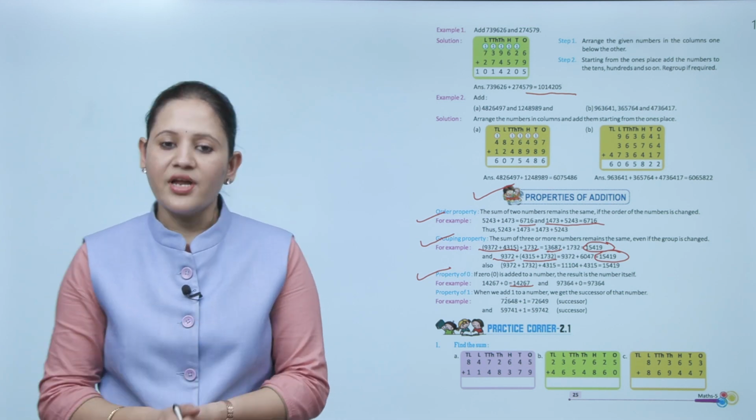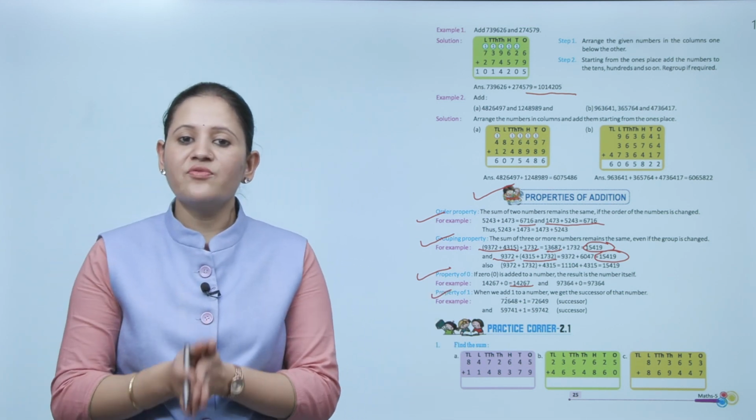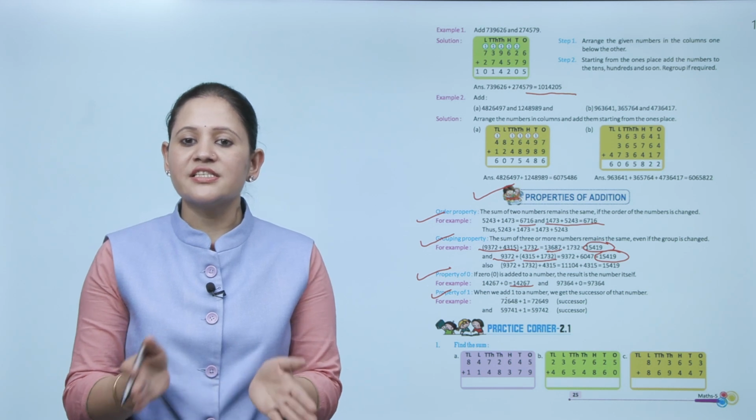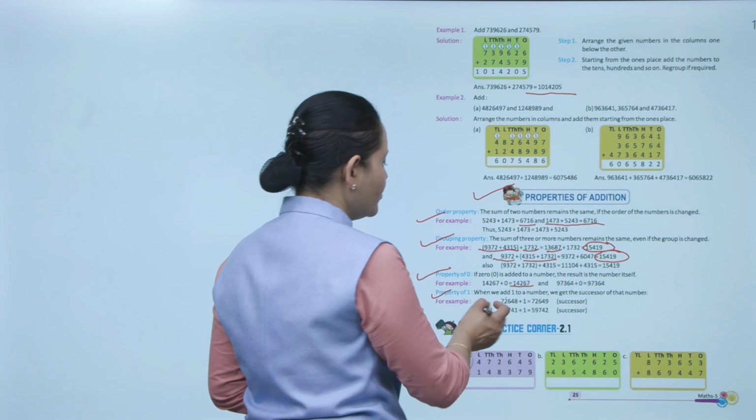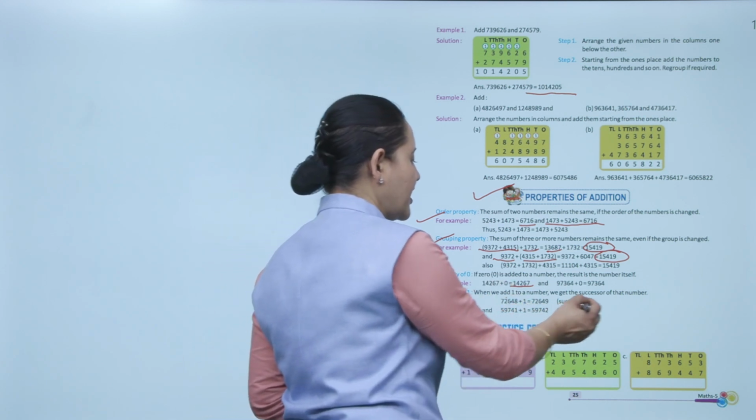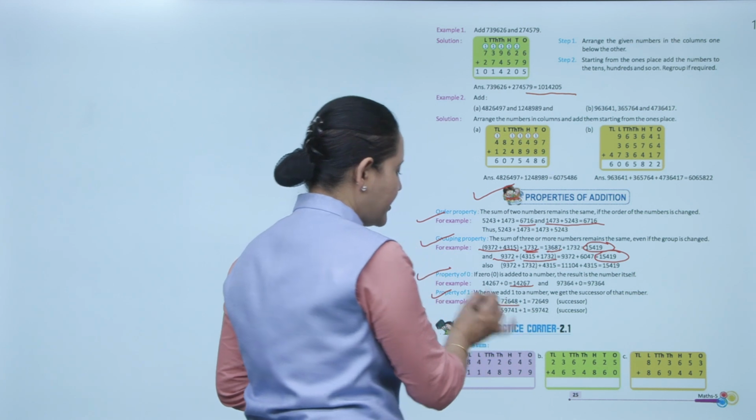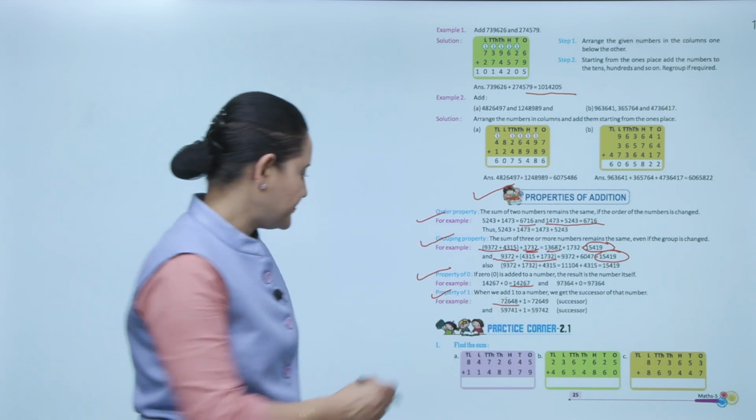Next is property of 1. When we add 1 to the given number, we get the successor of that number. So here we have added 1 to 72,648. So we'll get 72,649. That is the successor of this number. Next is practice corner 2.1.